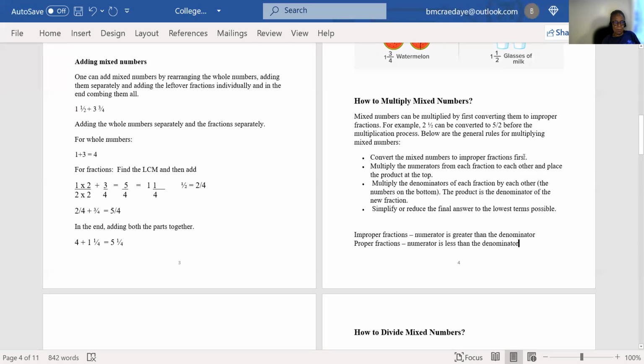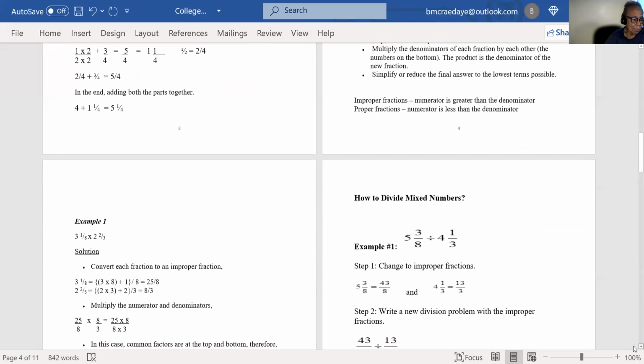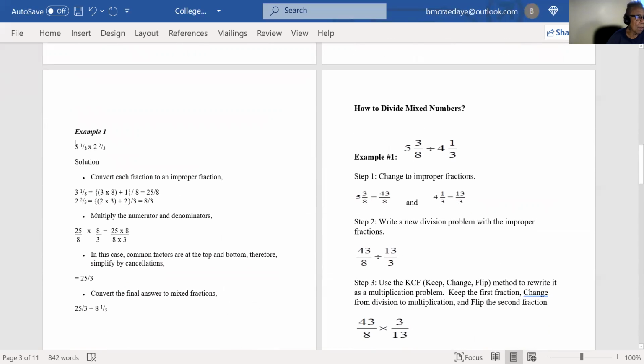That's our first step. Then we multiply the numerators from each fraction and place the product at the top. Remember, product is what you get from multiplication. You multiply the denominators, that's at the bottom, and you have that product. Then you can simplify or reduce your final answer because sometimes it's not in the lowest terms. So let's take an example. Here's an example: mixed number 3 1/8 times 2 2/3.